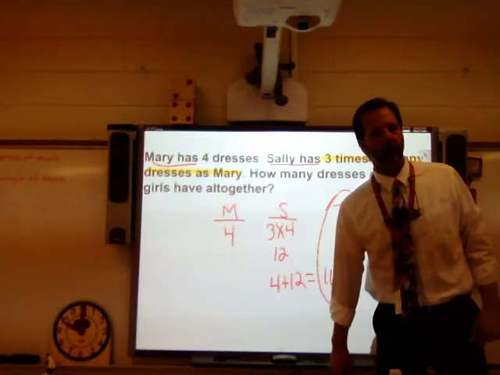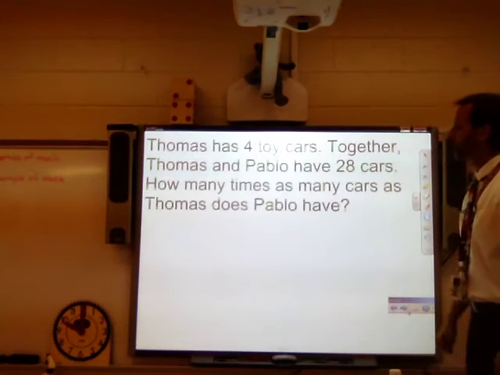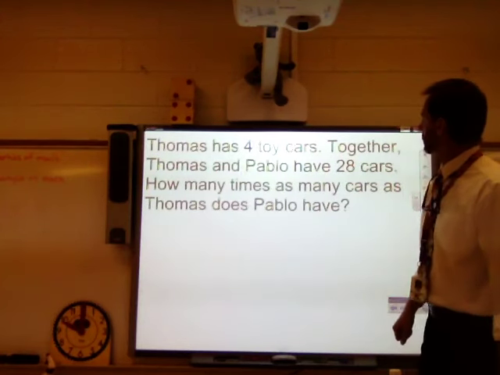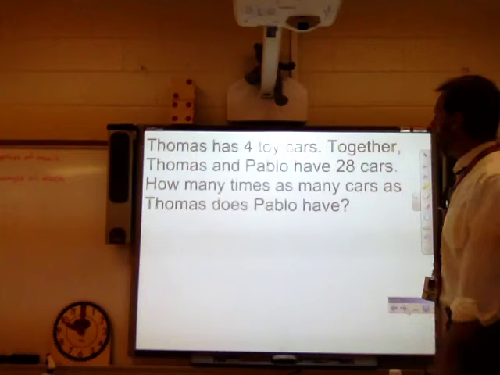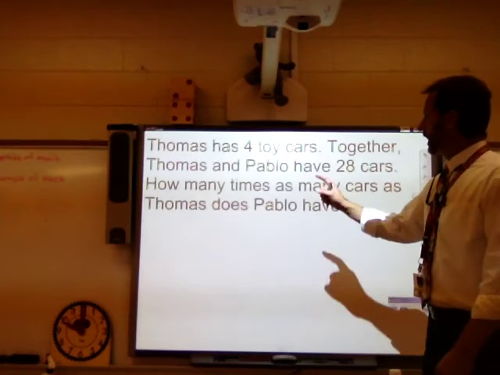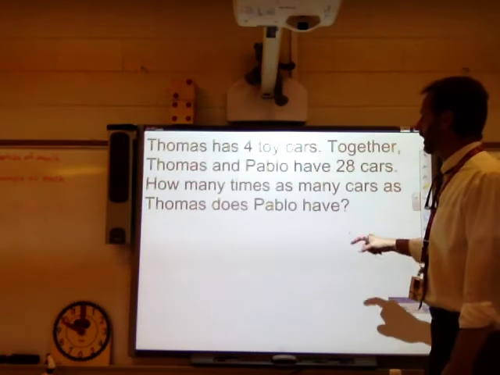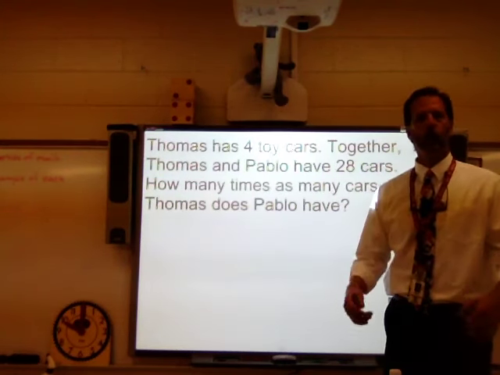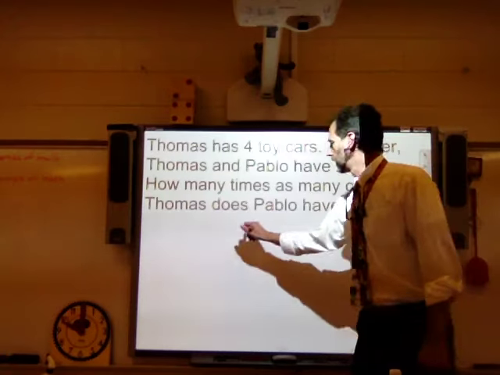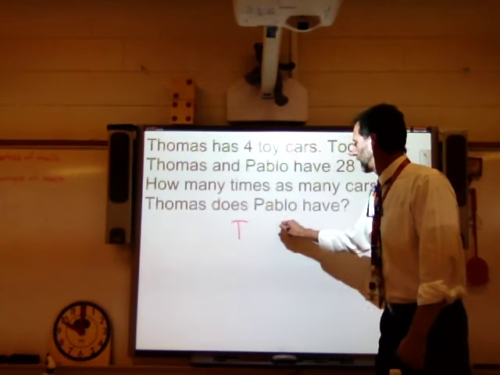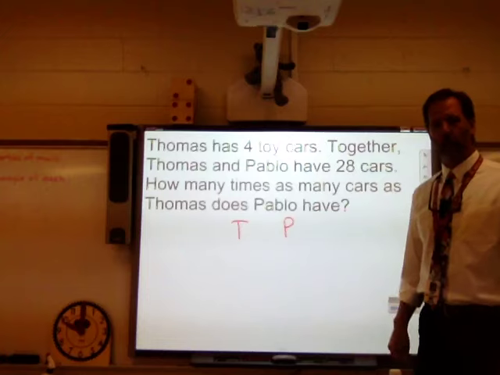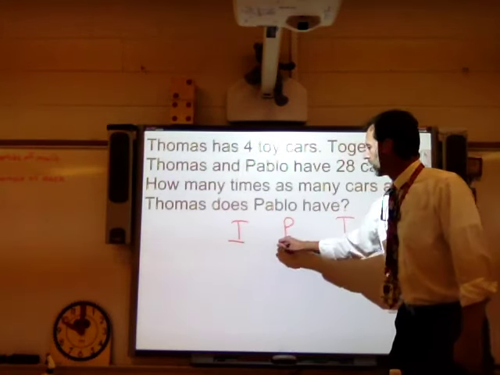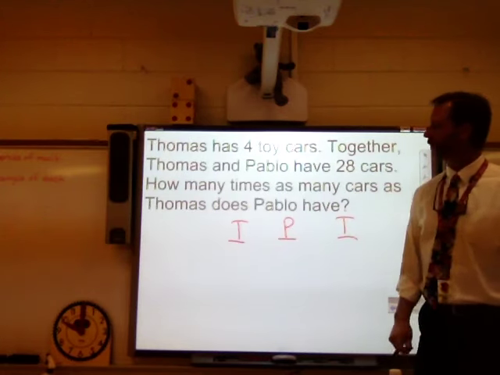Let's look at a different kind of problem. Let's take a look at this. Thomas has 4 toy cars. Together, Thomas and Pablo have 28 cars. How many times as many cars as Thomas does Pablo have? Okay, who's in our problem? Thomas and Pablo. Did we get a total? We did. We'll put that over here. So Thomas, Pablo, and a total.